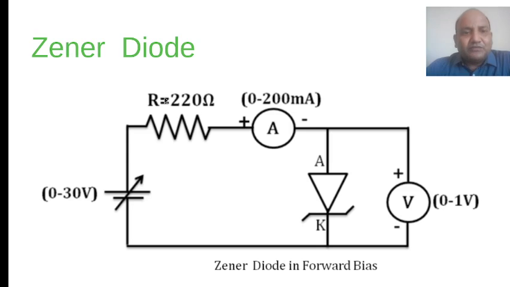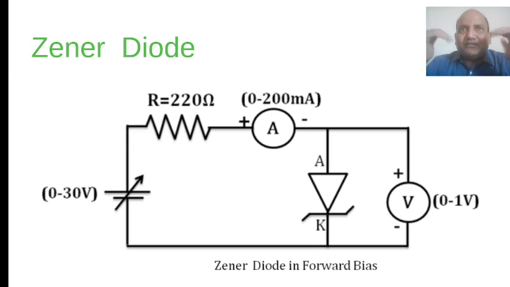Now come to the zener diode. One thing I want to tell you, you can use your zener diode. Zener diode is a special purpose diode. You can use this as a normal diode, as a regulator, but when it is in the forward direction, it will pass the current, and it is a normal diode.